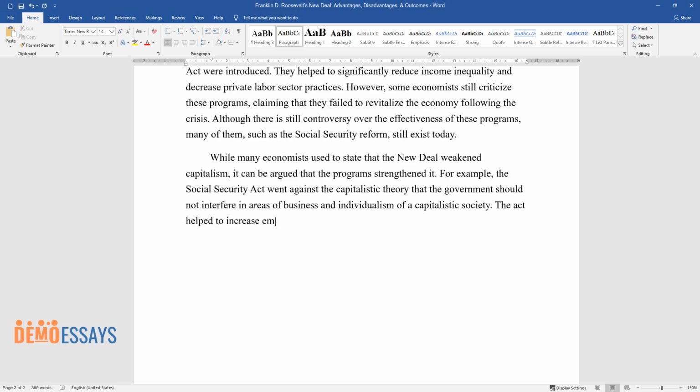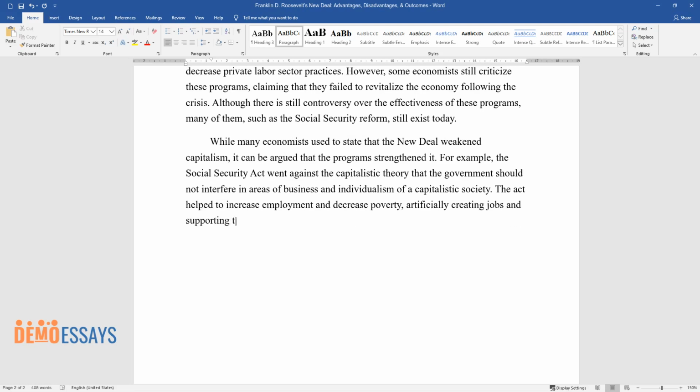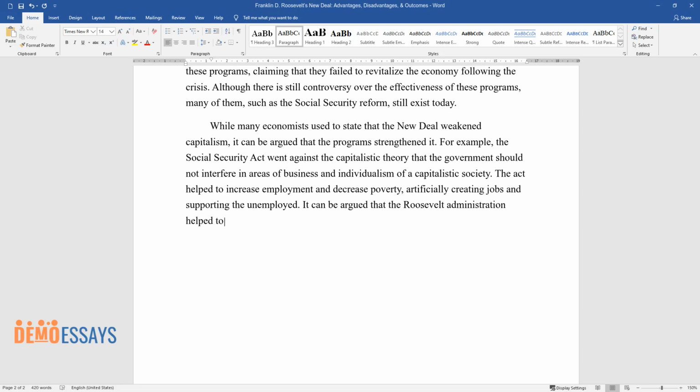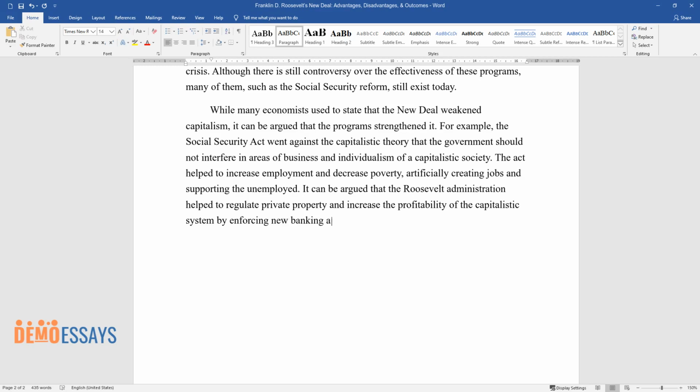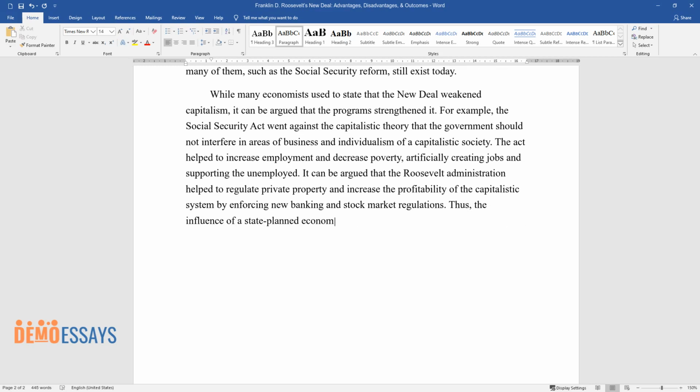The act helped to increase employment and decrease poverty, artificially creating jobs and supporting the unemployed. It can be argued that the Roosevelt administration helped to regulate private property and increase the profitability of the capitalistic system by enforcing new banking and stock market regulations. Thus, the influence of a state-planned economy was increased by Roosevelt's administration.